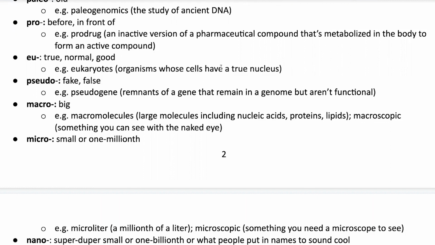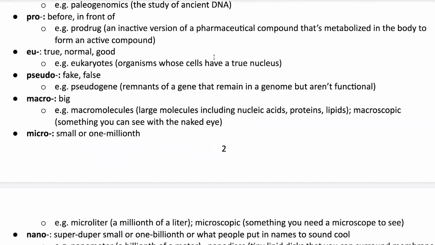Whereas if you give a prodrug, this might be not active by itself, but the body is going to metabolize it. So basically the liver makes some change to it, usually, that then makes it into the active compound once it's in the body. So you would have this version that's before that, or in front of the actual thing, like the real drug.